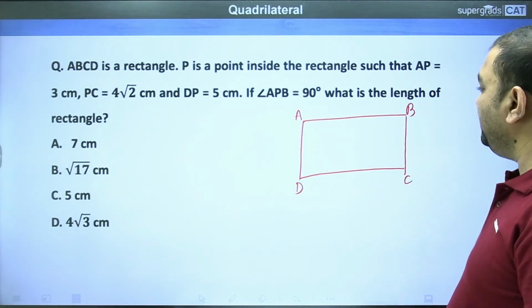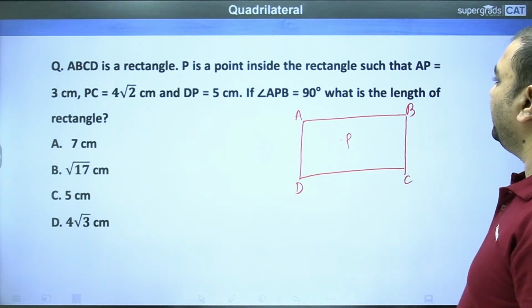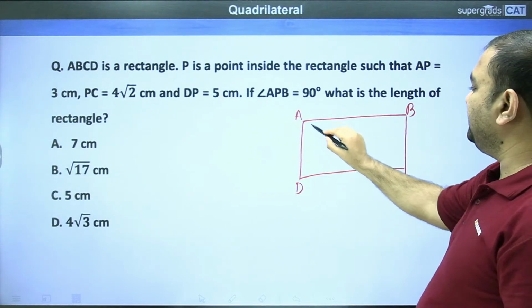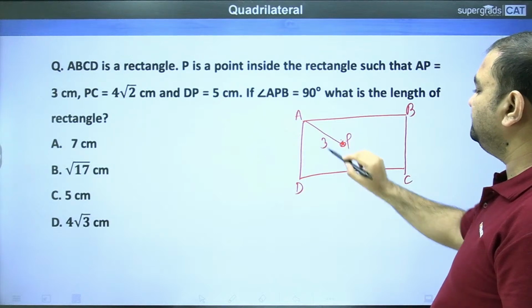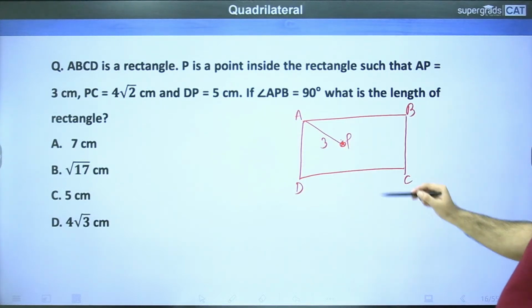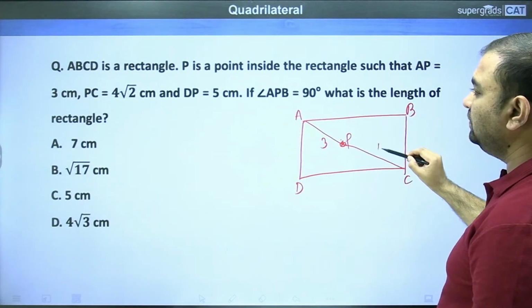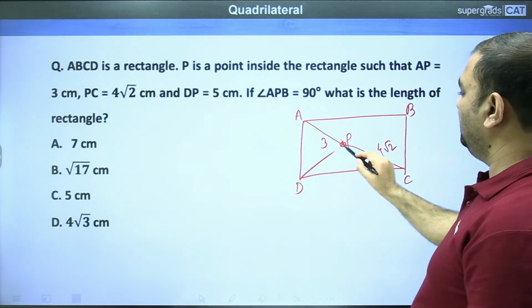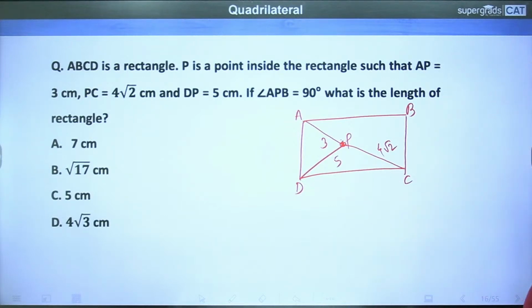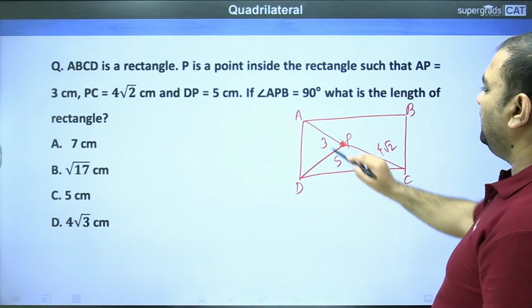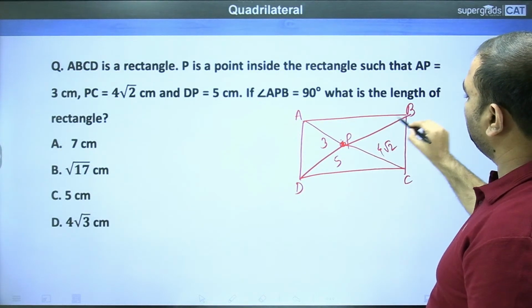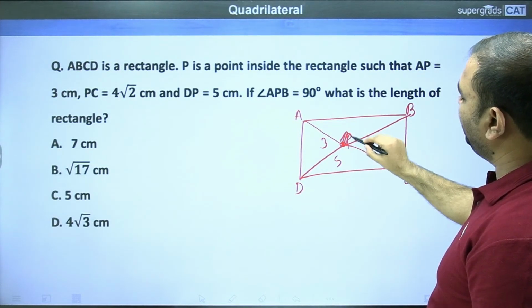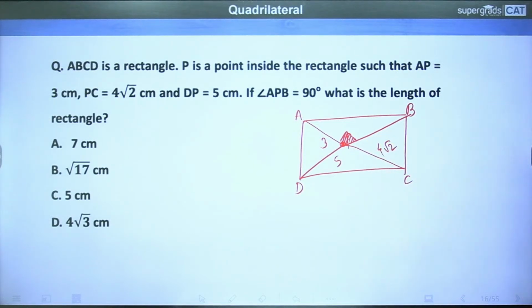ABCD is a rectangle. P is a point inside the rectangle such that AP is 3. PC is 4 root 2. DP is 5. Angle APB is 90. Really? Angle APB is 90. Okay, it's not looking right, but we will take it. What is the length of rectangle?